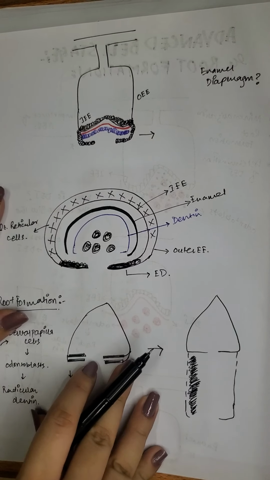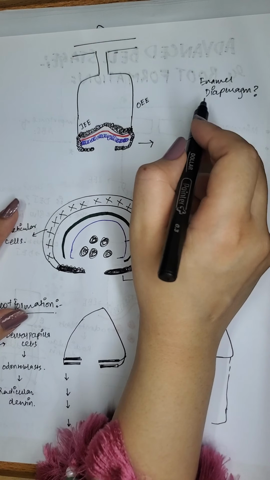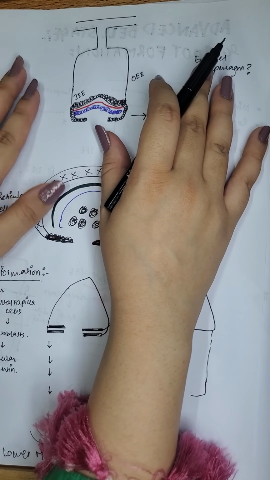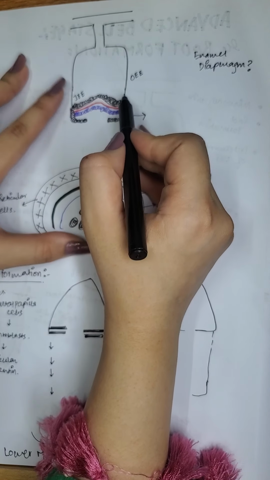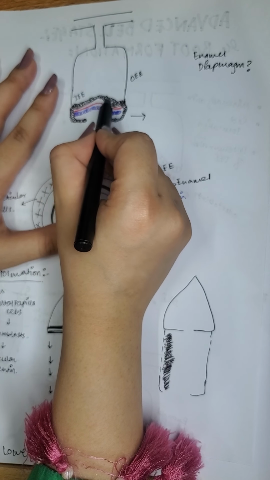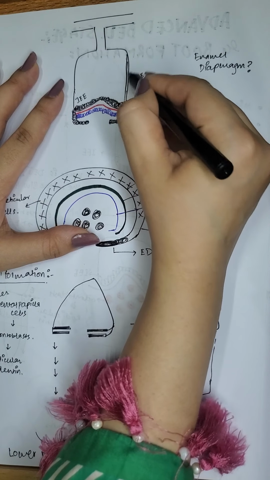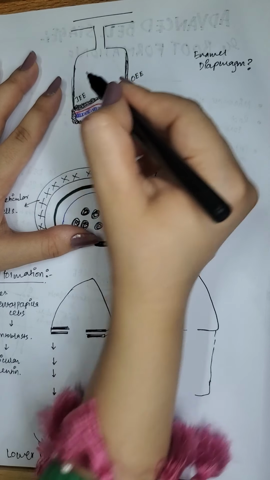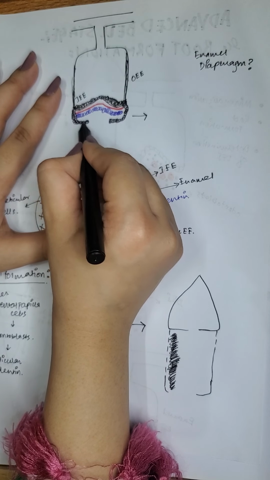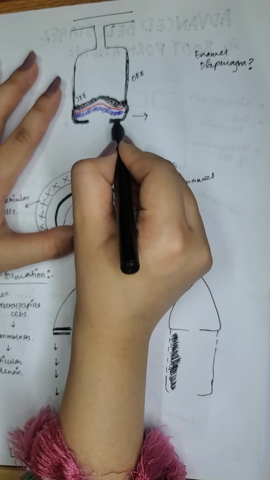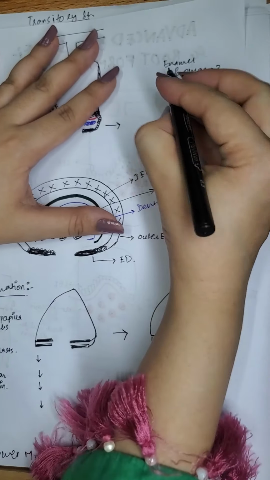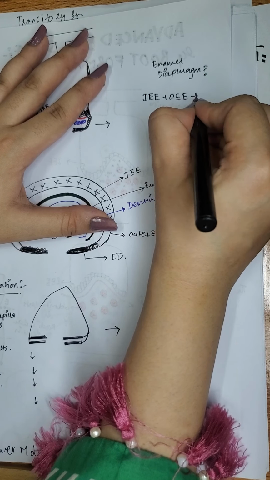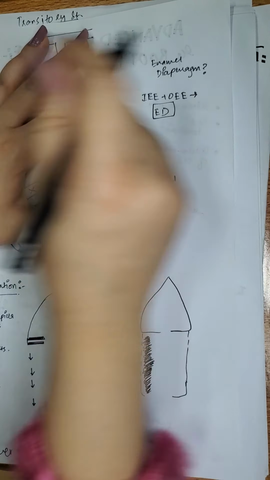Coming to the next thing, there is a very important structure, the enamel diaphragm. Let's make a concept of this enamel diaphragm. Suppose we have this inner enamel epithelial layer, and this was the outer enamel epithelial layer. Whenever these two layers join, they form another layer, a diaphragm, that is the enamel diaphragm.